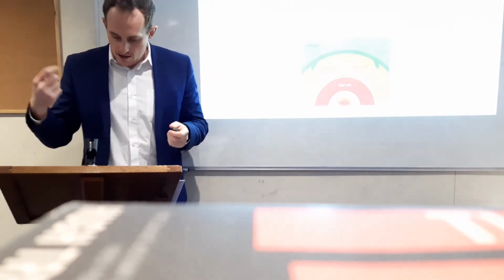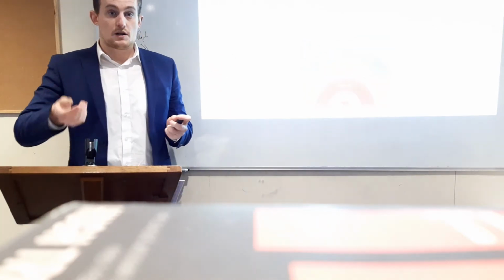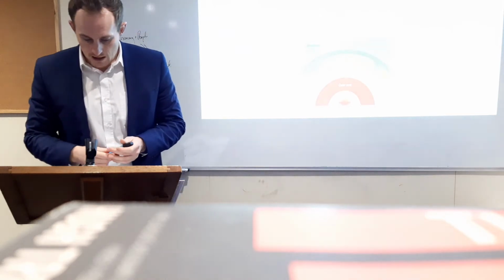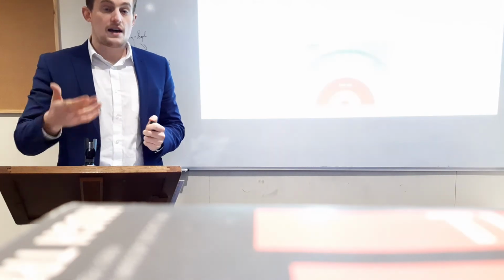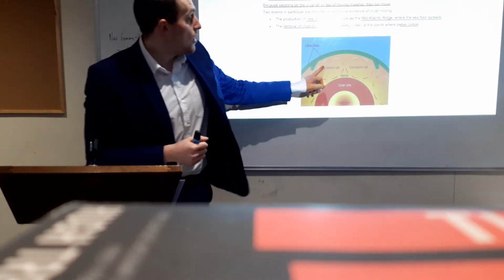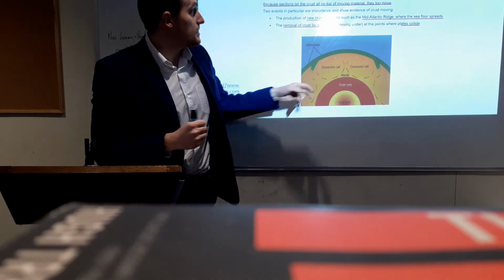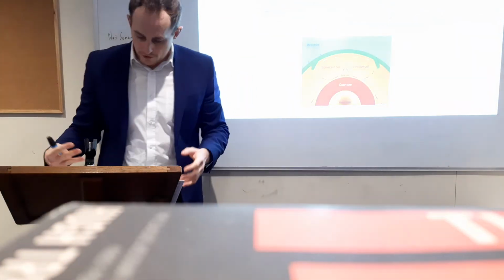And as the material rises upwards, it begins to cool, causing it to become very, very heavy, and then it sinks. This creates huge circular movements in the mantle called convection currents. Because the sections on the crust sit on top of moving material, they too move. So there's this constant swirling beneath the Earth's surface, and this is what is causing all of the continents to move.